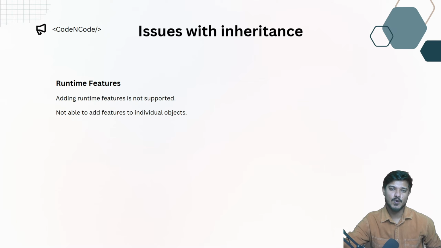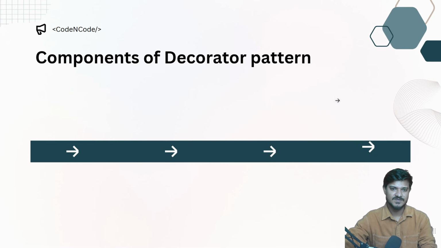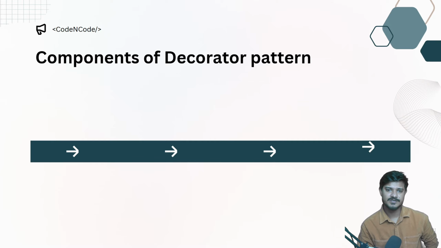Right. So let's see how the decorator pattern solves these issues. Before I explain the components of the decorator pattern, the way it solves these issues is that instead of using inheritance, it uses composition. You can define different classes of decorators, right? And each decorator will have a specific feature. When you want an object to have that feature, just wrap the original object in one of the decorators, and the wrapped object will now have that feature also.